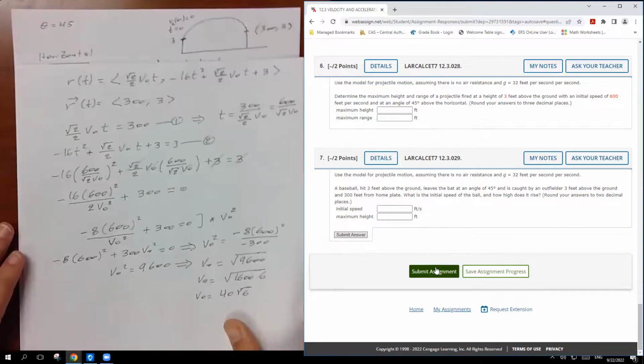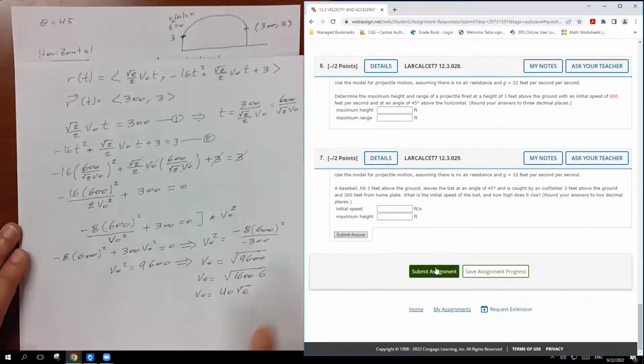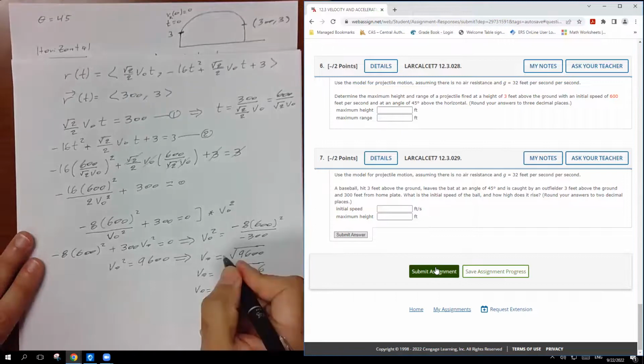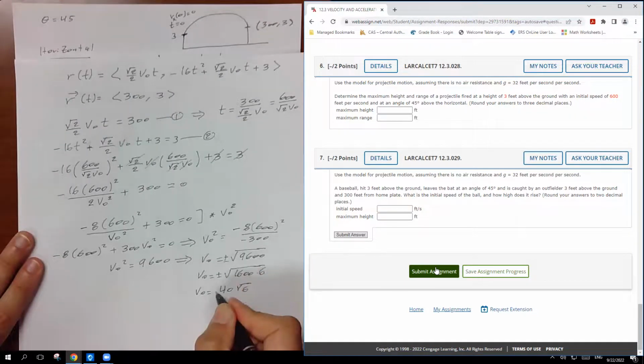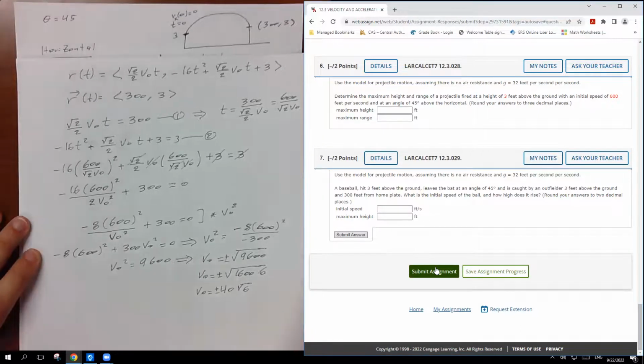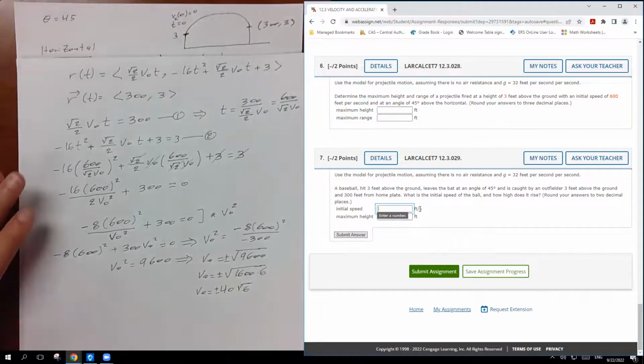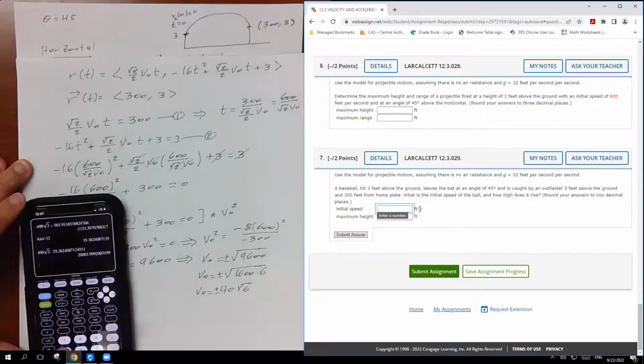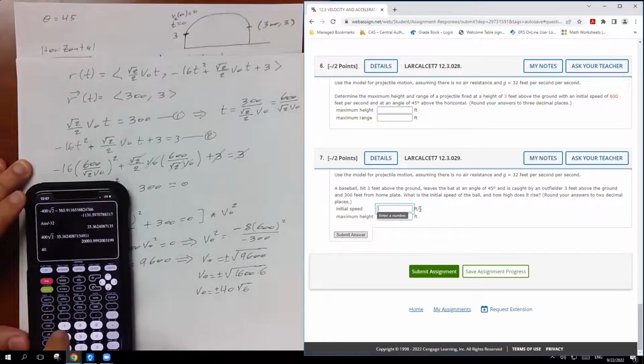If you're going to write it down as a decimal number, it's fine. But it's positive or negative, and there is no negative velocity, so we're just going to take the positive one. So the initial velocity, you can plug in as a decimal number, or 40 times the square root of 6.